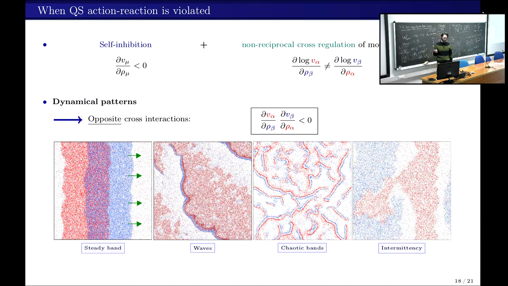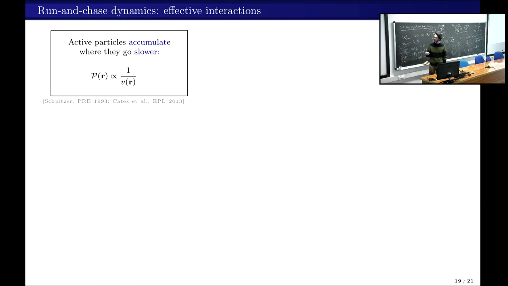Okay, so we have tried to get some quantitative understanding of how this happens, and we have done basically a linearization of the field theory. I will not go into the detail of that. I will just try to give you an insight of why this happens.